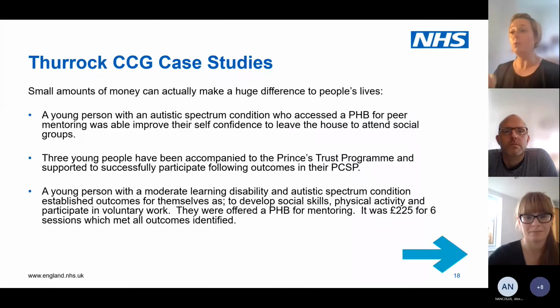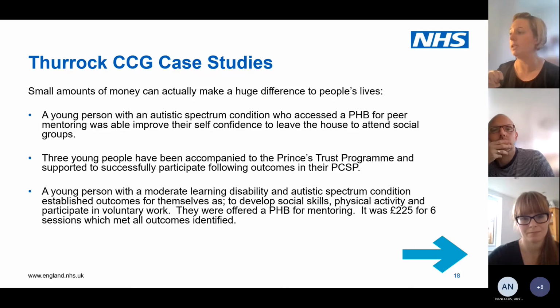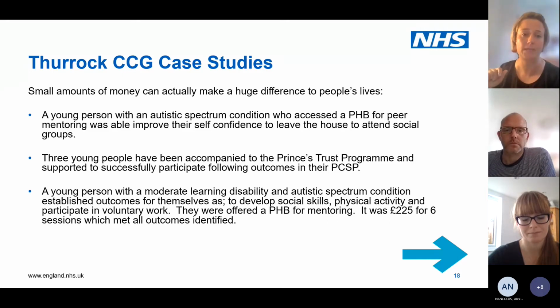So this programme has shown that small amounts of money provided as part of the personalised care and support planning conversation can actually make a huge difference to people's lives. So just to give you a few examples, a young person with an autistic spectrum condition who accessed a PHB for peer mentoring was able to improve their self-confidence to leave the house and attend social groups. Three young people have been accompanied to the Prince's Trust programme and supported to successfully participate following outcomes in their Personalised Care and Support Plan, or PCSP.